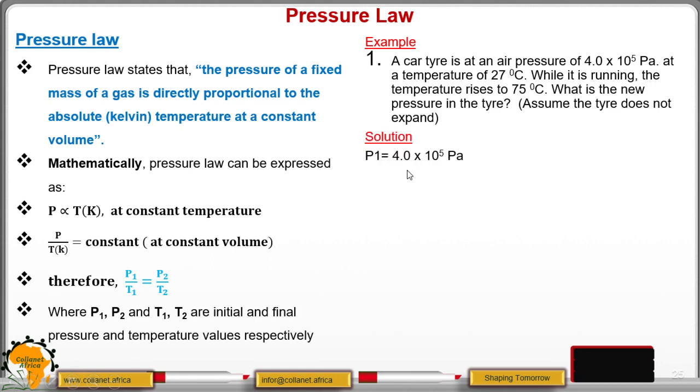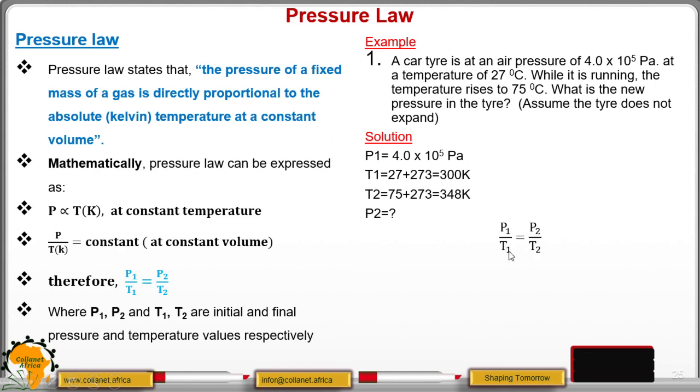So we proceed as follows. We are given the value of P1, 4.0 times 10 to the power 5 pascals. We are given T1, which is 27 degrees Celsius. You have to convert that into Kelvin. Remember, in all the working, the temperature should be in Kelvin scale. So 27 plus 273, you get 300 Kelvin. Then T2 is 75 plus 273, you get 348 Kelvin. Now we are trying to get the value of P2.